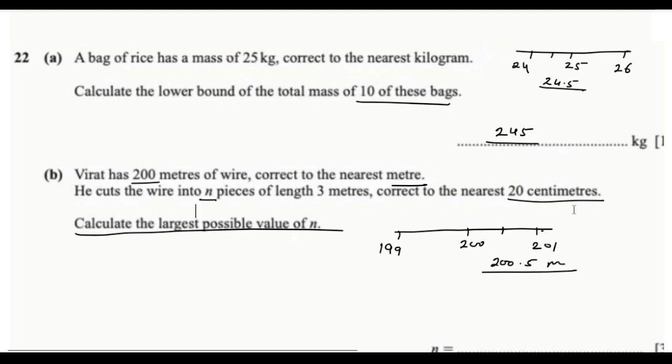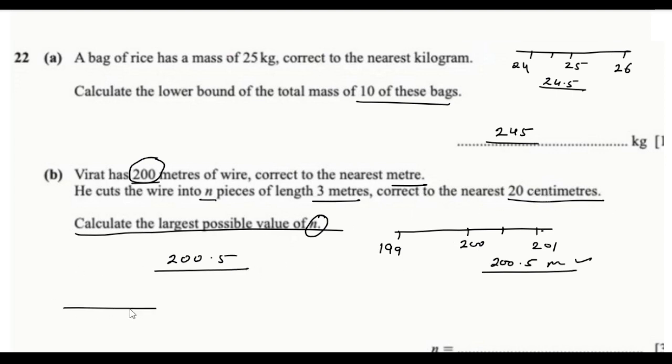Yes, here I will make a correction. First of all, understand that I need n to be the largest. When will n be largest? When this 200 has a greater value, because 200 I am going to divide. So 200.5 is the greater value, and this 3 meter will be the smallest. So 200.5 we will divide by now 3 meter.